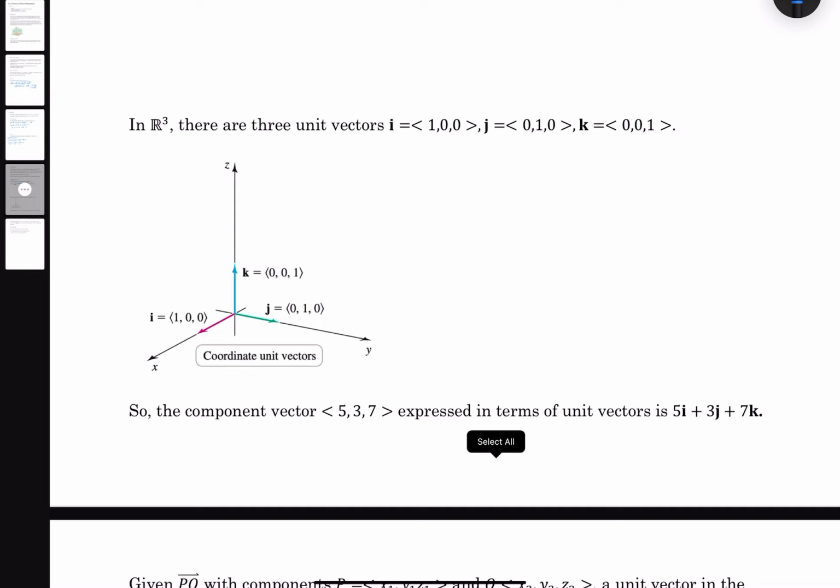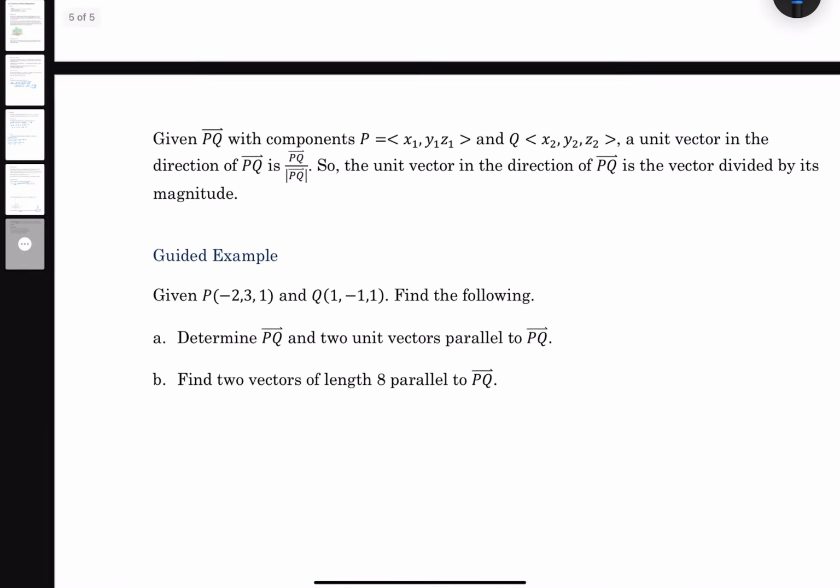So if we were expressing the component vector 5, 3, 7 in terms of unit vectors, it's going to be 5 times vector I plus 3 times vector J plus 7 times vector K. And this is the notation that we have for that. It's very straightforward. We're going to see vectors written both ways. Sometimes we'll see it like I've underlined, and sometimes we will see it in terms of the unit vectors.